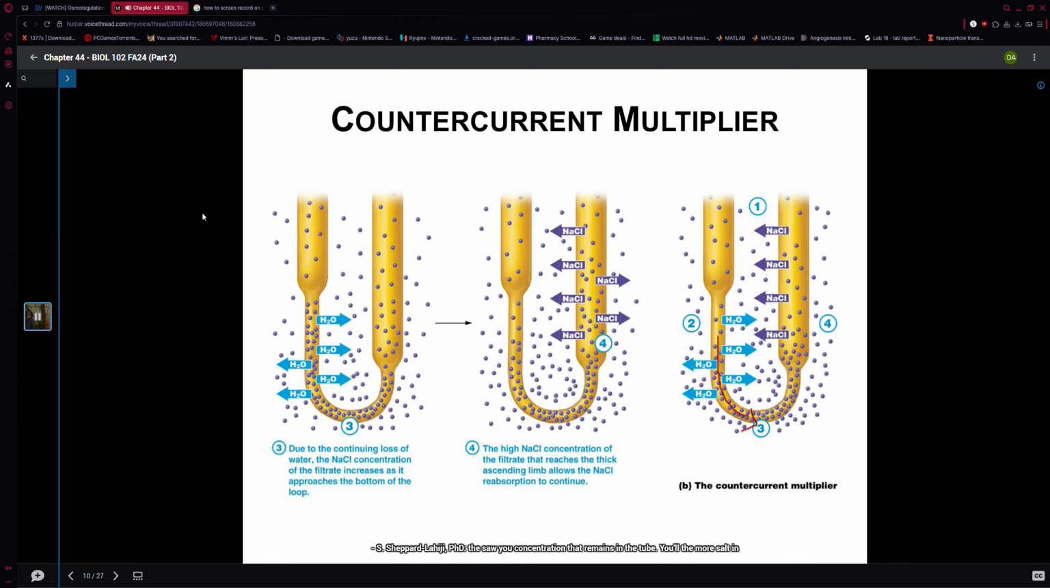The more salt in the tubule, the more salt that is available to pump out of the tube here and into the interstitial fluid as we work our way upwards. The more salt that is pumped out of the tubule and into the interstitial fluid, the saltier the interstitial fluid becomes. And so again, these events are helping to perpetuate this cycle.